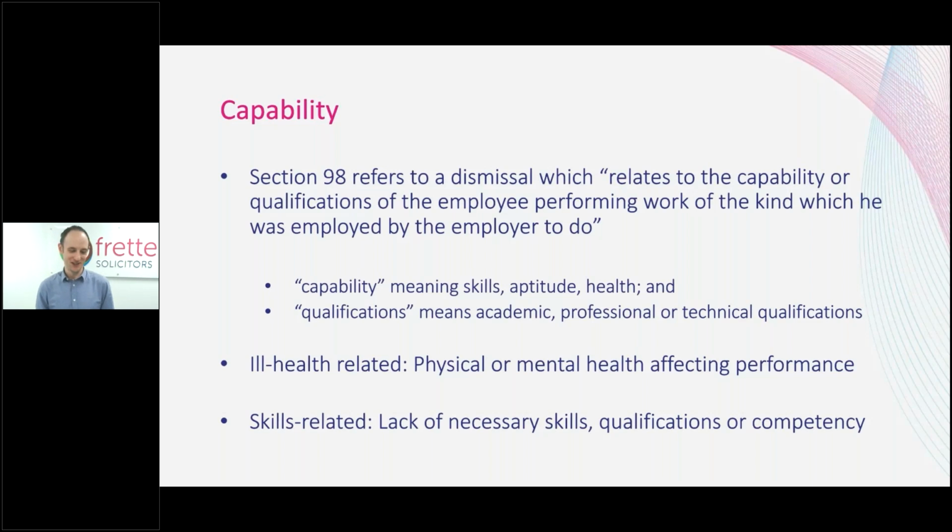If we are looking at Section 98 of the Employment Rights Act, which of course is where we're concerned about the things that allow us to fairly dismiss somebody, it tells us that one of the potential fair reasons under subsection 2 is that, quote, it relates to the capability or qualifications of the employee performing work of the kind which they're employed to do. This is then subdivided by the statute itself into two particular sub-justifications.